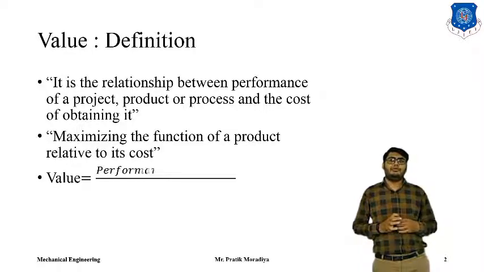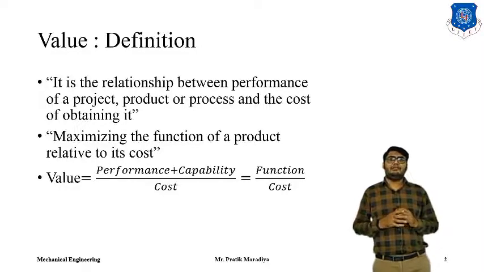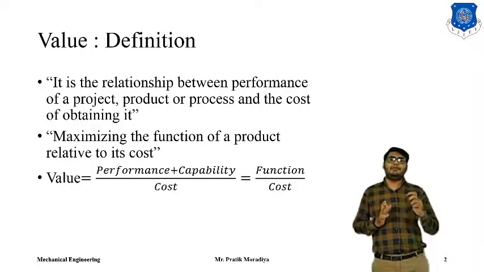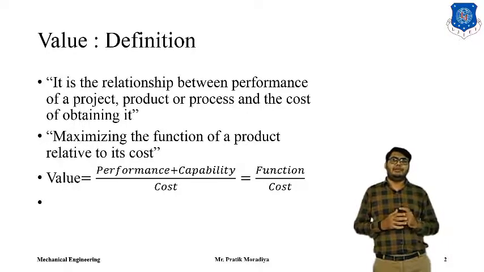So if we want to, let's say, put it in an equation, then we can say value is performance plus capability divided by its cost. Basically value is functionality divided by the cost. So this is how value can be defined.